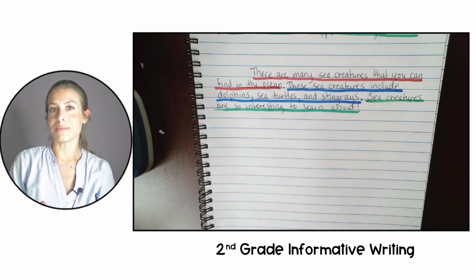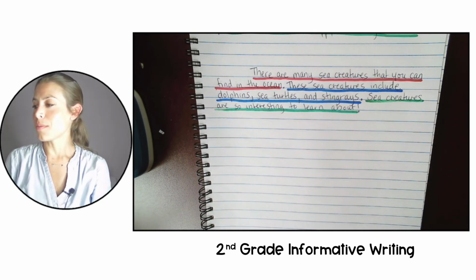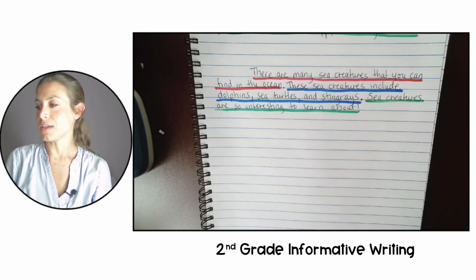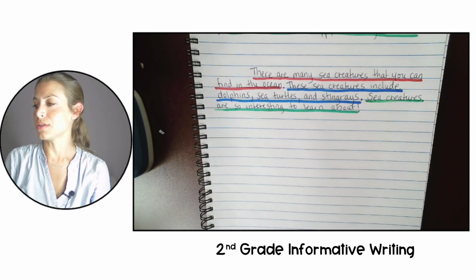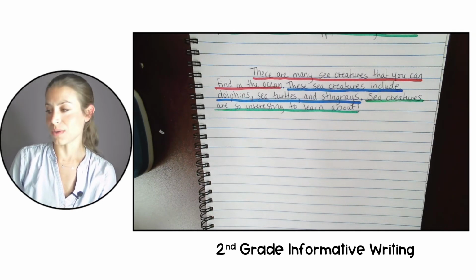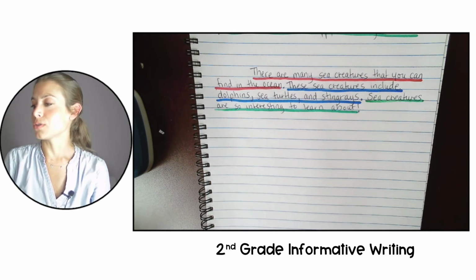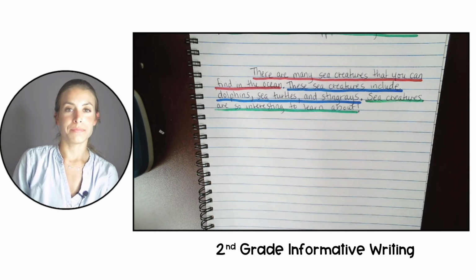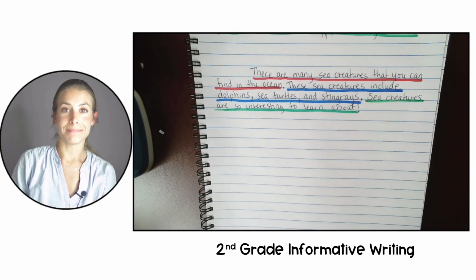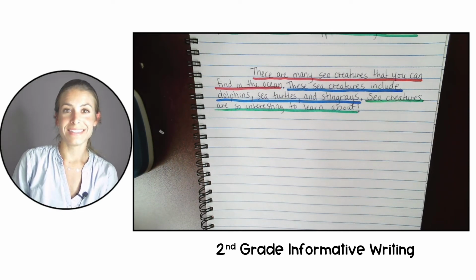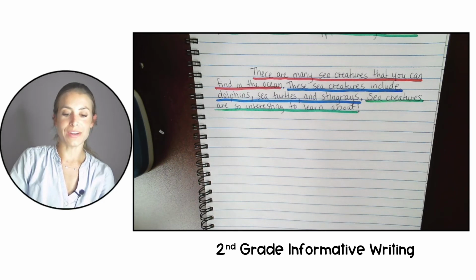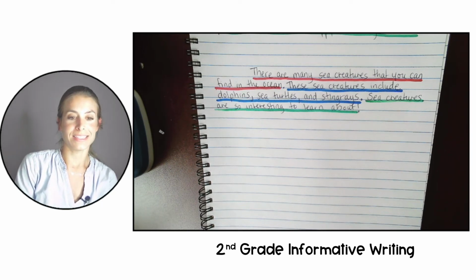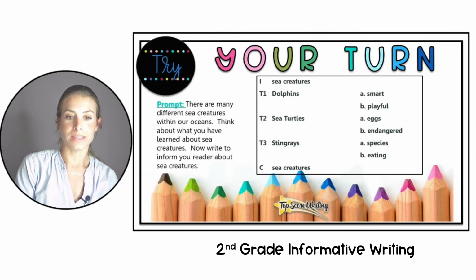Let's go back and read it to make sure it makes sense. There are many sea creatures that you can find in the ocean. These sea creatures include dolphins, sea turtles, and stingrays. Sea creatures are so interesting to learn about. Does it flow? Does it make sense? Excellent work. Very nice practice. Let's get right back into our lesson. I'm going to go back to the lesson so you can see that.